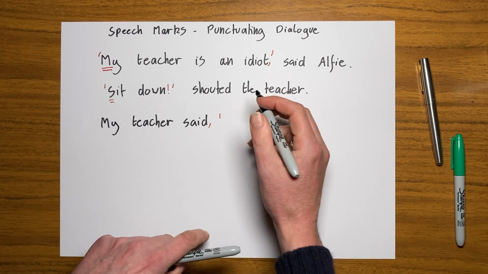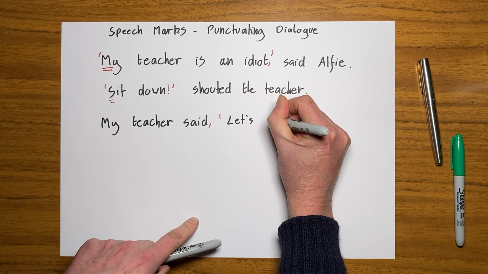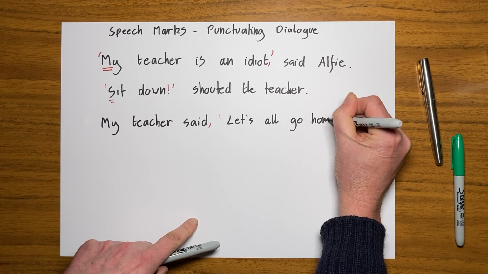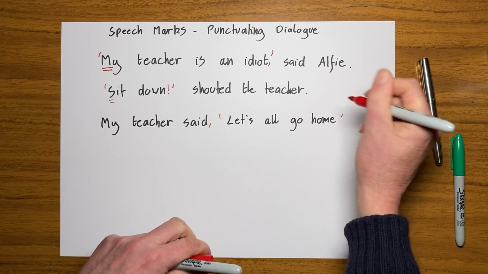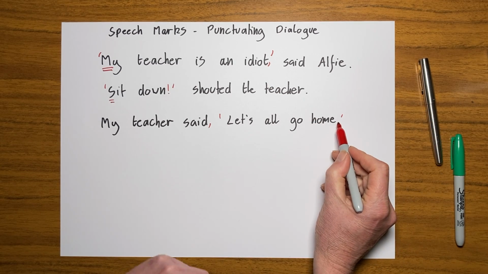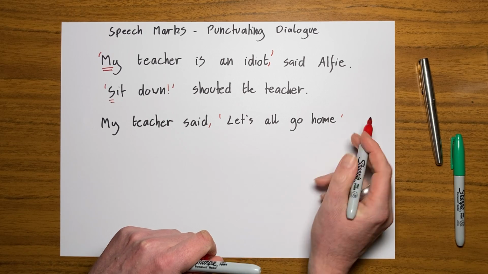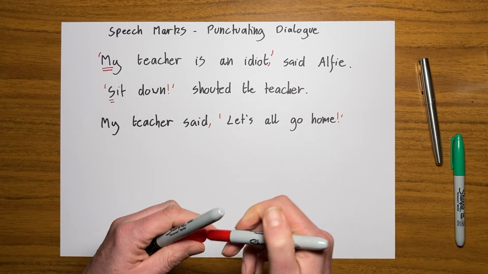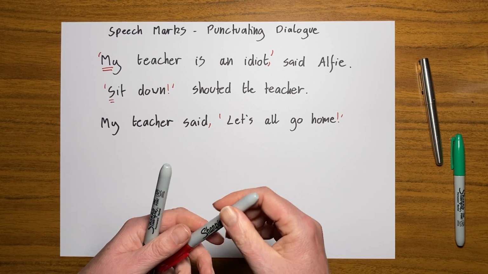I've always got a capital letter at the beginning of any speech inside speech marks. My teacher said, let's all go home. And then make sure that is inside the speech marks. Now, have I forgotten anything? Yes, I have, because I don't have a piece of punctuation inside the speech marks to finish this "let's all go home." So I'm going to, again, use an exclamation mark. And that is really the basics to setting out dialogue.